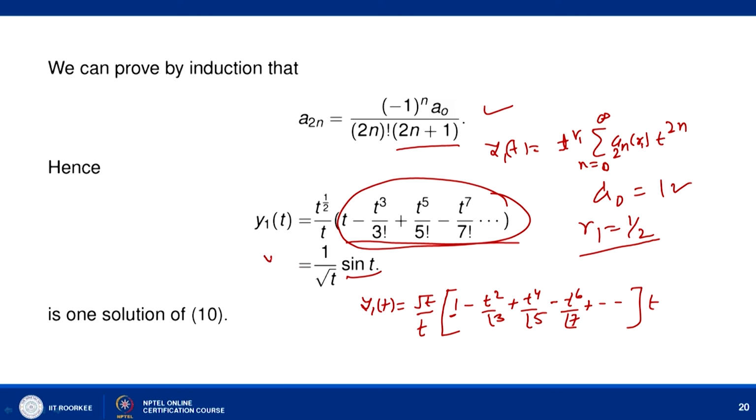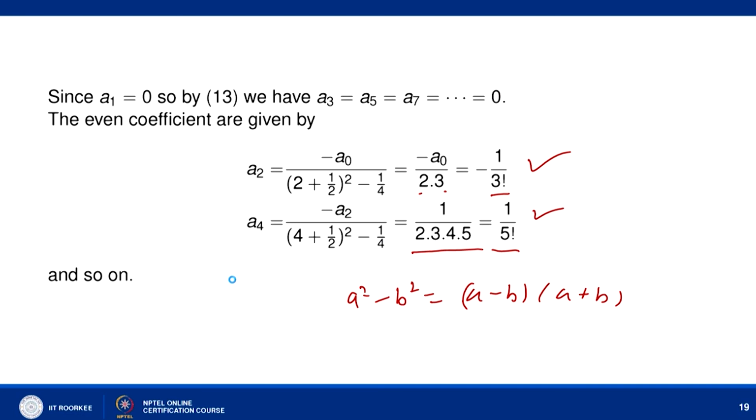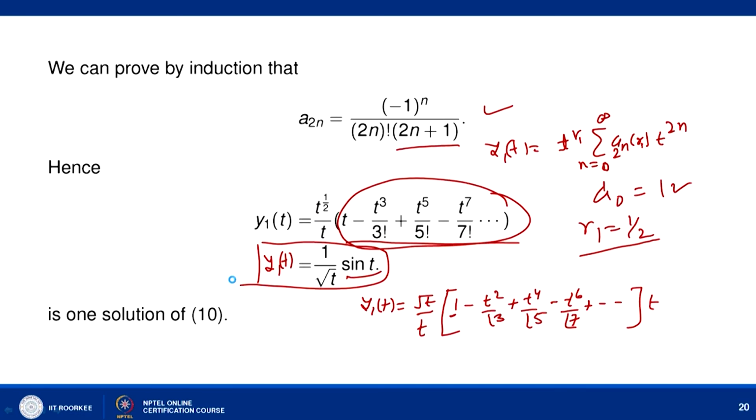So, that is our one solution, and we can find out the other solution. It means that in this case our one solution is given by 1 by root t sine of t, and if you look at this case, r_1 minus r_2 is basically 1. So, we need to find out our second solution. The second solution may not be of this form, maybe some other form. Let us look at this analysis, and that analysis we are going to do in the next lecture.